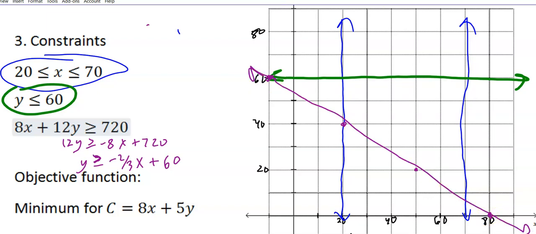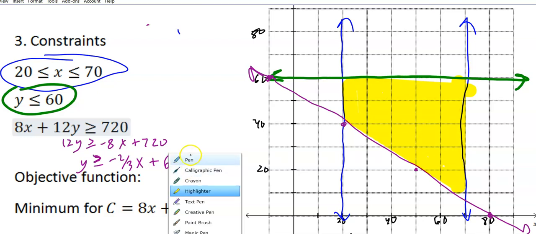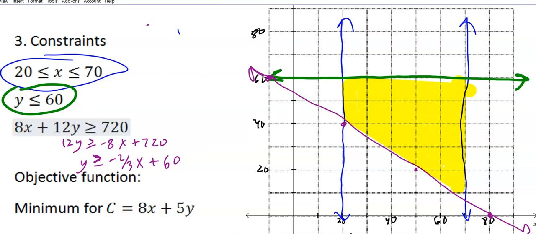So the region I need to shade here, the feasible region, kind of looks like this. Again, we're shading below the green line, above the maroon line, and in between the two blue lines there. And so my ordered pairs for those. This one's tough, so I've got to figure out where that one actually hits. I'm not sure exactly, but we'll find out.